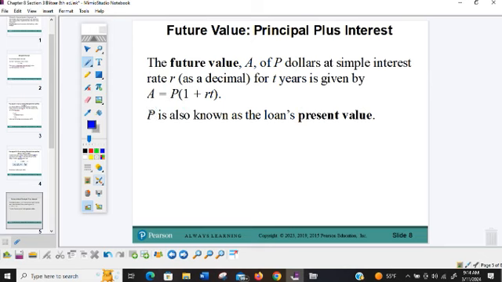The formula is A equals P, which is the present value. That's what you're putting in now, or what you're getting now, times 1 plus the rate times the time. Now, again, the rate is done as a decimal. Time is done in years. And remember, order of operations: we do rate times time first, add 1, then multiply by the principal.